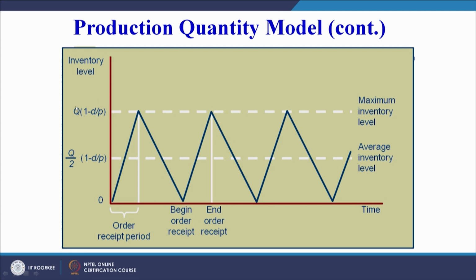But now it will never rise to Q, because D by P will definitely be some quantity. Suppose D, the demand rate, is 50 components per day, and the production rate is 100 components per day. So 50 we are using, 100 we are receiving, 50 by 100 comes to 1 by 2, so 1 minus 1 by 2 is 1 by 2. So our maximum level will be Q by 2, because we are receiving as well as using. So the average inventory level at any given time will be Q by 2.